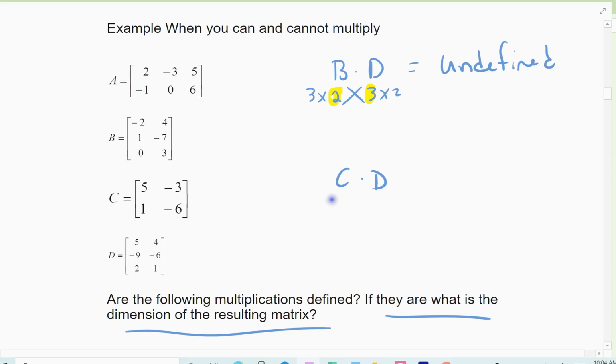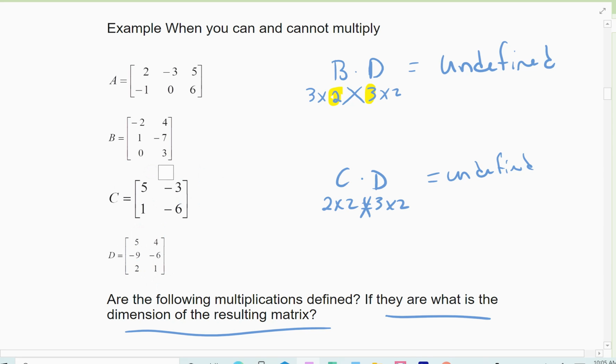Now C and D. C is a 2 by 2. D is a 3 by 2. So again, those middle numbers do not match, so this would be undefined. If you look at it, it's the same problem I had before. I've got 2 numbers in my row, 3 numbers in my column. I can't do the math.